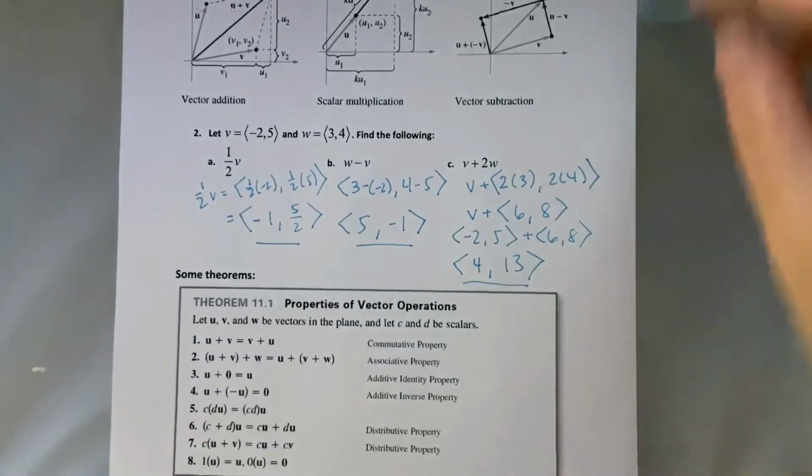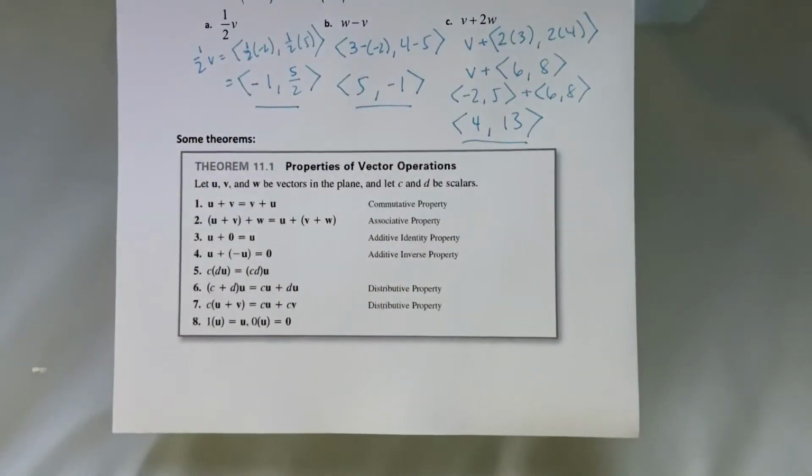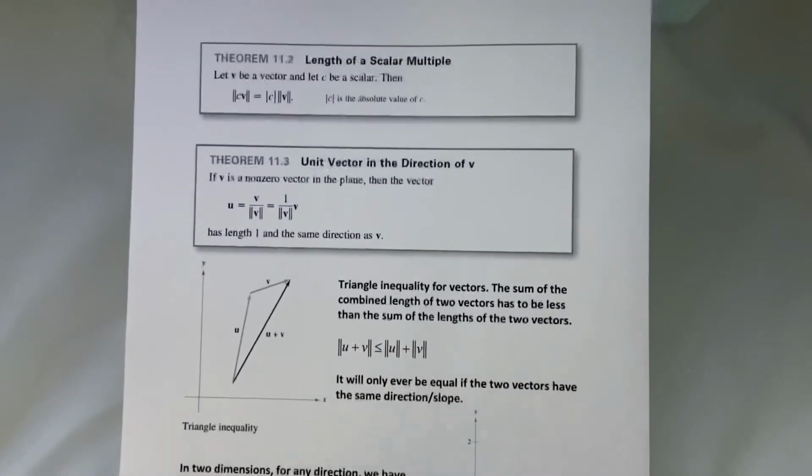And what properties do vectors have otherwise? They're commutative, because addition is commutative. The associative property holds. The additive identity is adding the zero vector. Additive inverse: if you add a vector and its opposite together, you get zero. And the distributive property works as well. So a lot of the same properties that hold for a normal number system also hold for these vectors. Length of a scalar multiple: if you multiply a vector by a certain scalar, then you're multiplying the length by that scalar.